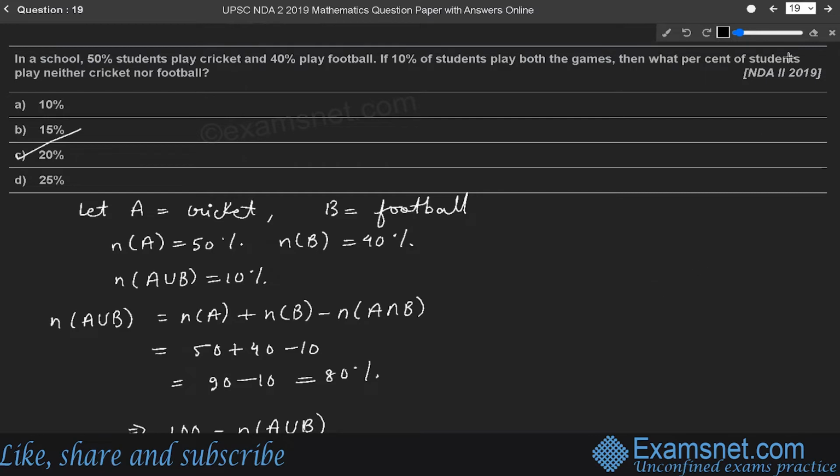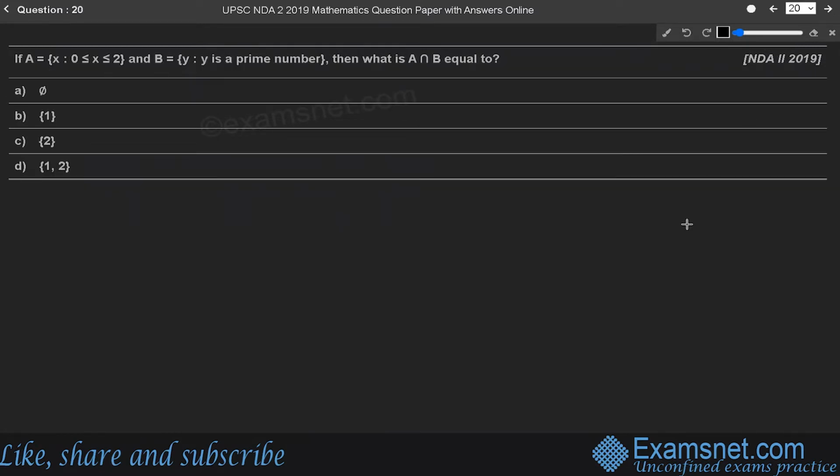Moving on to the next question. If A is equal to {x such that x lies between 0 and 2} and B is equal to {y such that y is a prime number}, then what is A intersection B equal to?